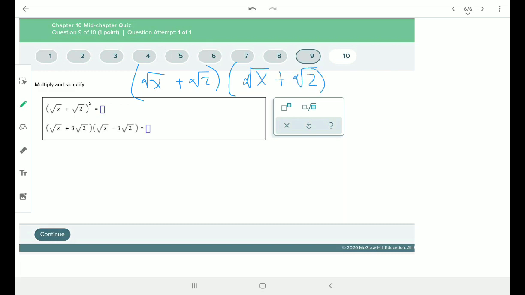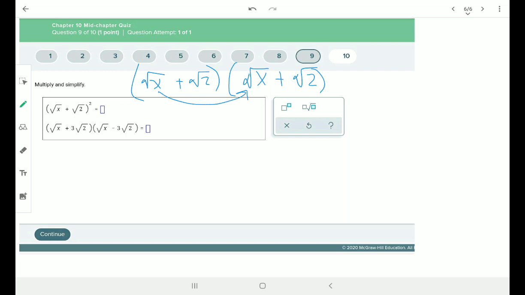right? And remember, we need to FOIL. I can't just do square root of x squared plus the square root of 2 squared. That's not how that works, right? We have to FOIL it out, okay? The only time that does work is if we're doing difference of squares. But this is just a perfect square, so I have to multiply first terms.